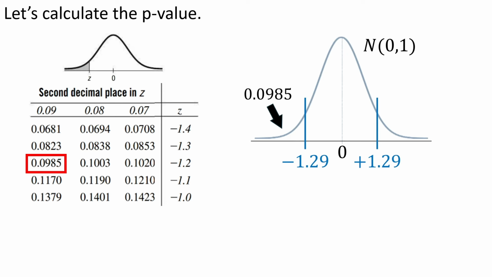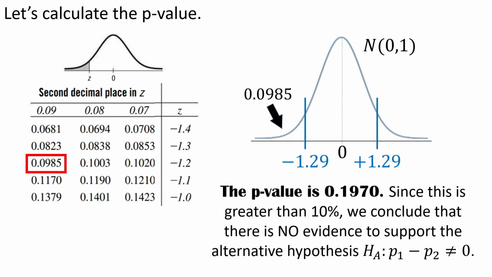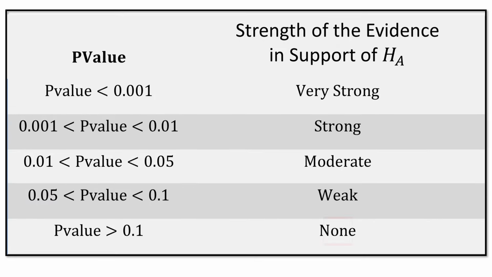And so the p-value is twice that number. The p-value is 0.1970. And since this number is greater than 10%, we conclude that there is no evidence to support the alternative hypothesis. And what I'm talking about there is using these adjectives for the strength of the evidence in support of the alternative hypothesis. Here, the p-value is bigger than 10%, and so we can say there's no evidence in support of the alternative.